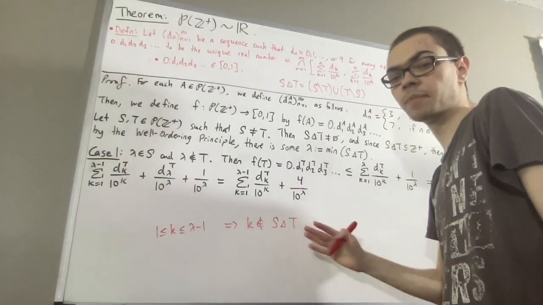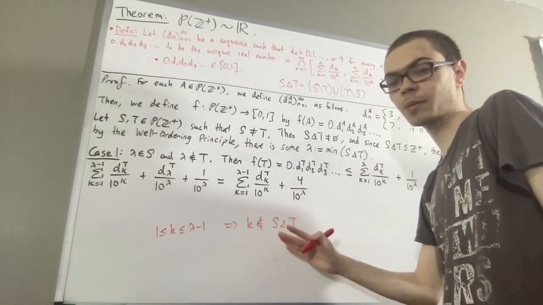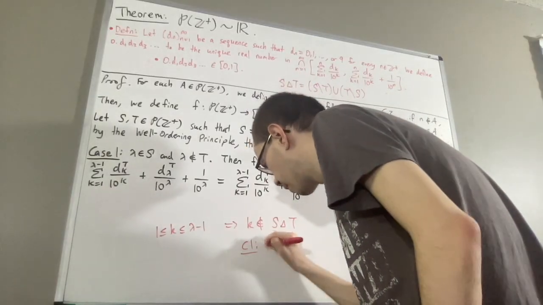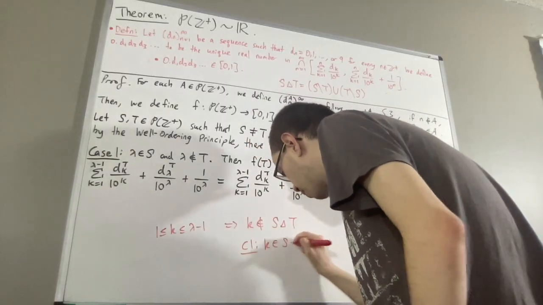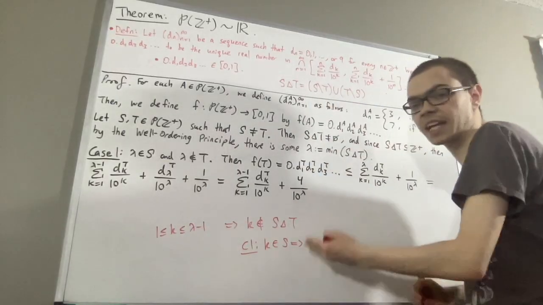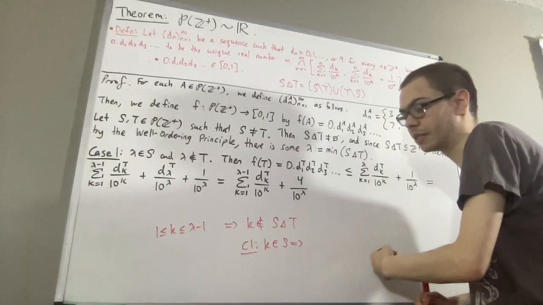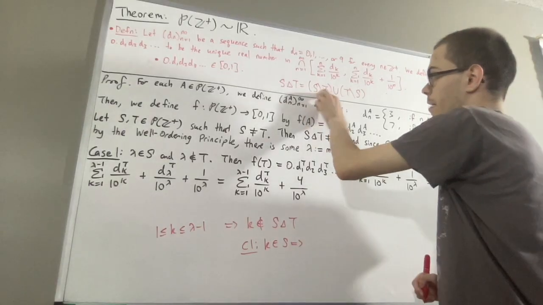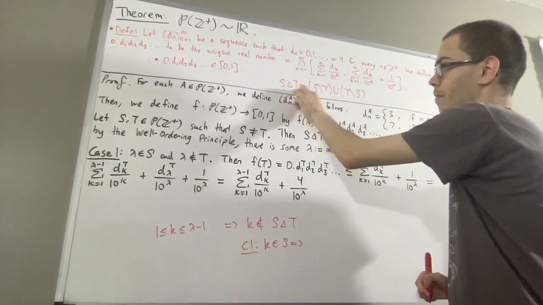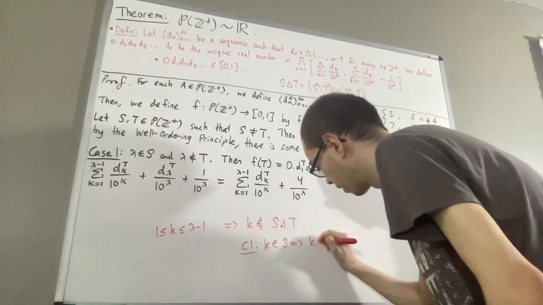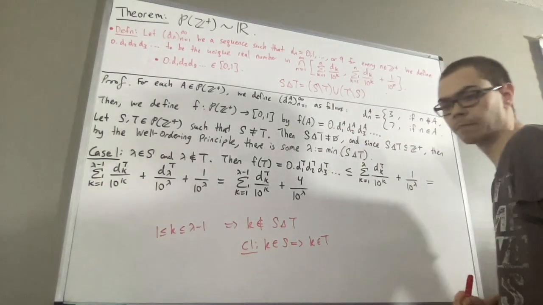Now from here, we split it up into two cases. Either k is an element of s, or k is not an element of s. Case 1. If k is an element of s, then we must have that k is an element of t. Otherwise, if k is not an element of t, then k is an element of s set minus t, which means k is an element of the symmetric difference of s and t, which gives us a contradiction. So yeah, k must be an element of t.